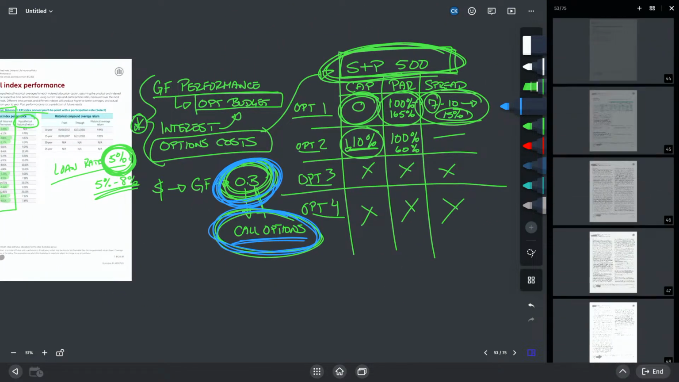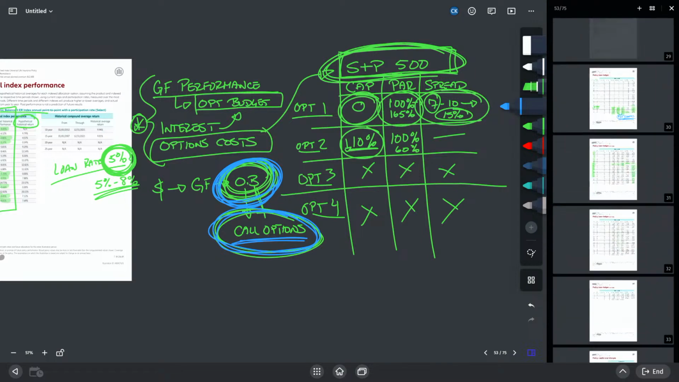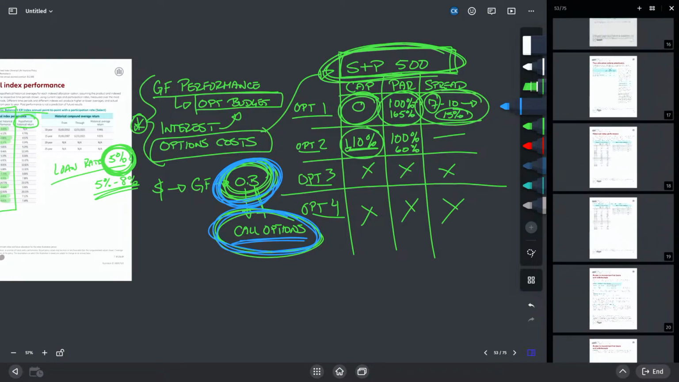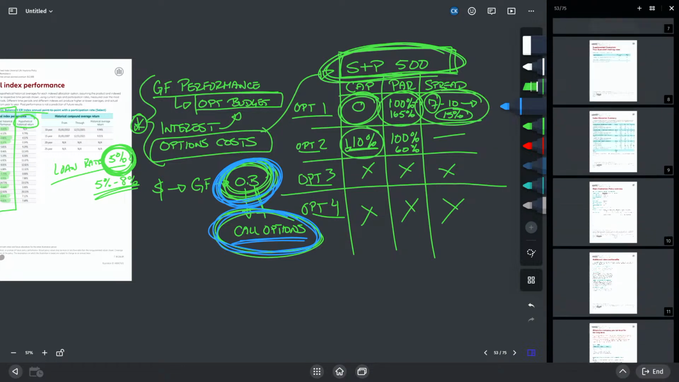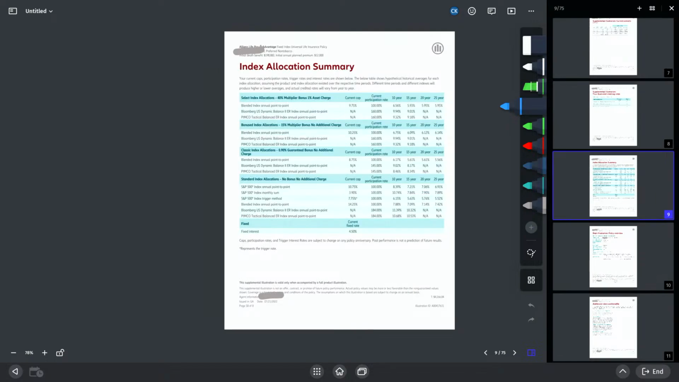So what I want to do is I'm going to go back through here. I'm going to try to find the indexed options strategy. I think it's in here somewhere. I got to find it. It's kind of blurry. I'm going to try to find the page that looks like it could be. Is that it? Yep, this is it.